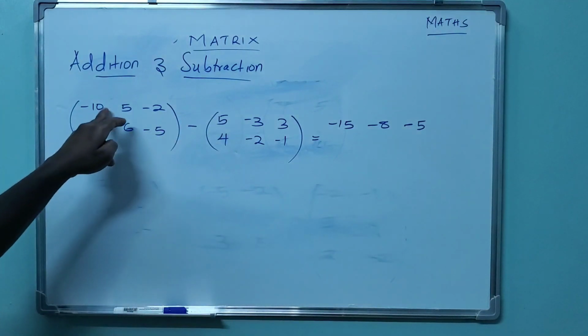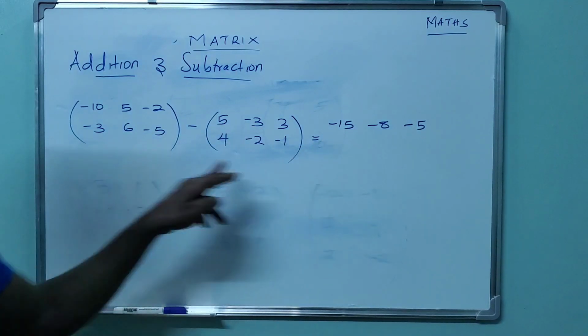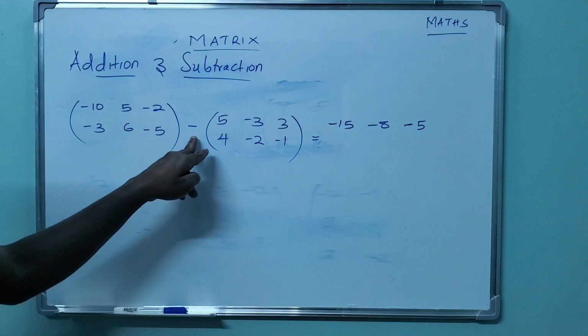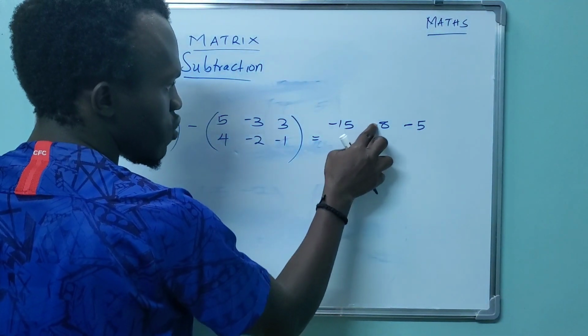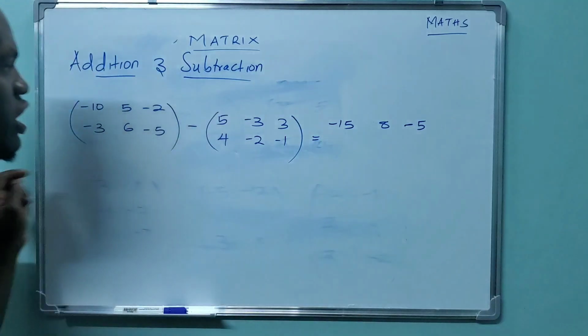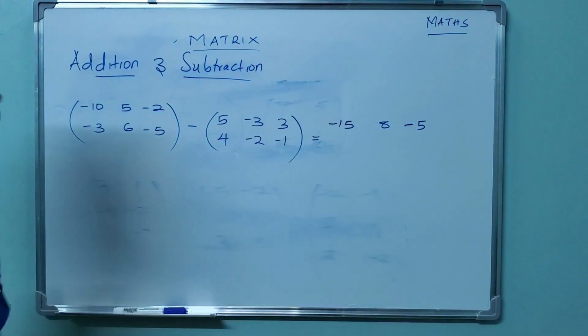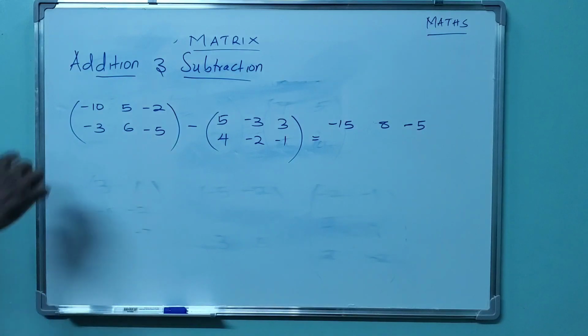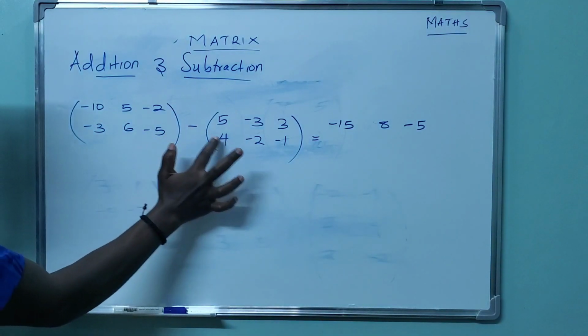Here was negative 10 minus 5. That is negative 15, good. That is 5 minus negative 3, that is supposed to be positive 8, sorry for that. That's supposed to be positive 8. Then negative 2 minus 3, that is supposed to be negative 5. That is good. Then on the lower row, we are going to have negative 3 minus 4.